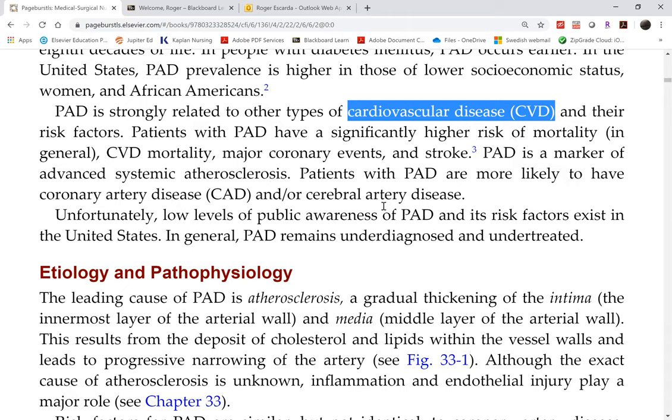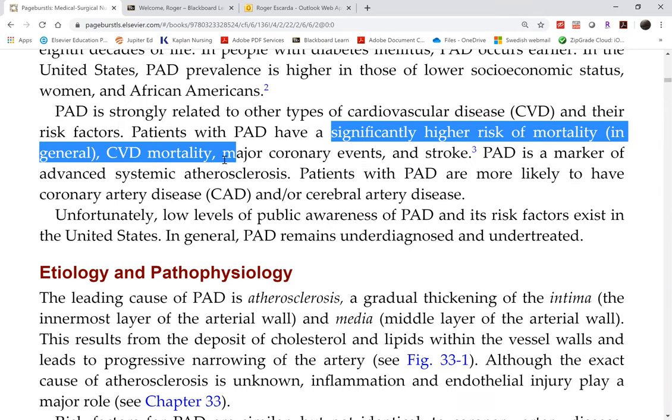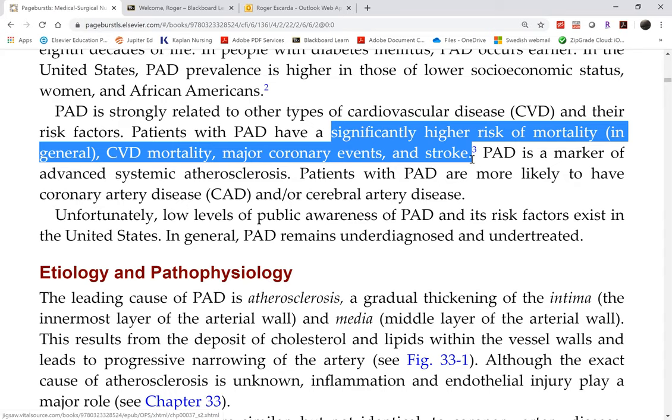So therefore, stroke, heart disease, and peripheral artery disease can occur together in the same patient. Okay, so that's why patients with PAD have a significantly higher risk of cardiovascular death, disease mortality, major coronary events, which is ACS, and finally, stroke.